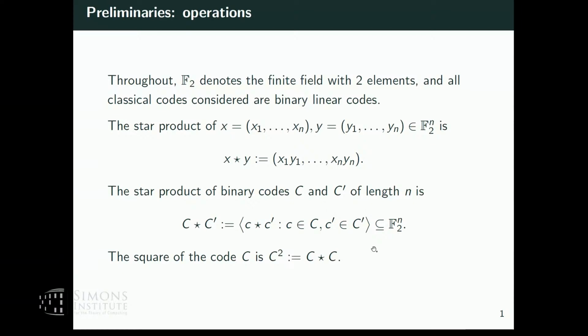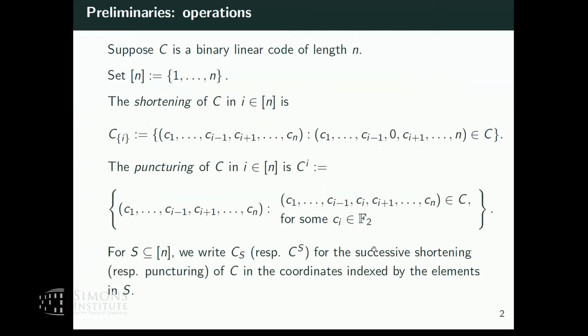We'll be taking products of codes, in which case we do that with all code words in the code space. So if we have two codes, C and C prime, we take the star product of c and c prime for all code words c from C and c prime from C prime, and then we take the F2 span of that space to get the star product. Now for us, we'll only care about the square, so we'll be taking just the product of a code with itself under this operation. So nice and easy.